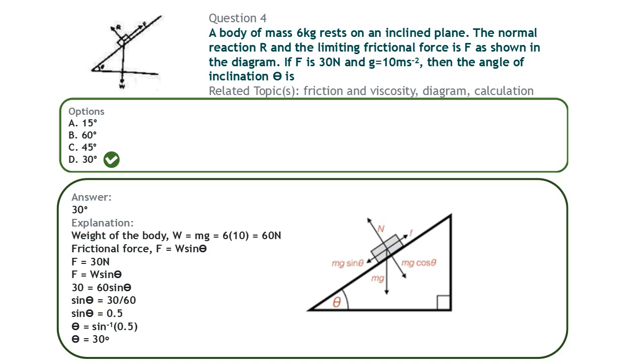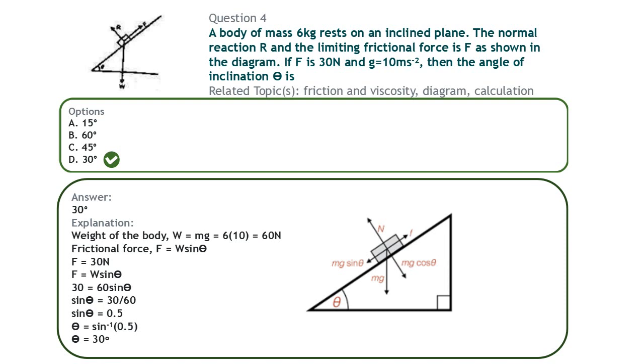Now, like I said, the limiting frictional force F here is equal to mg sin theta, or we can say F is equal to W sin theta, since mg is equal to W. Now our F here is 30 Newton, so we substitute the limiting frictional force. We have that from the question. This is equal to the weight, which is 60 sin theta. To get the value of sin theta here, we are going to divide both sides of this equation by 60. That will eliminate this 60 here, and on this side we are going to have 30 divided by 60. So sin theta is equal to 30 over 60, and 30 over 60 is 0.5. So that is the value of our sin theta.